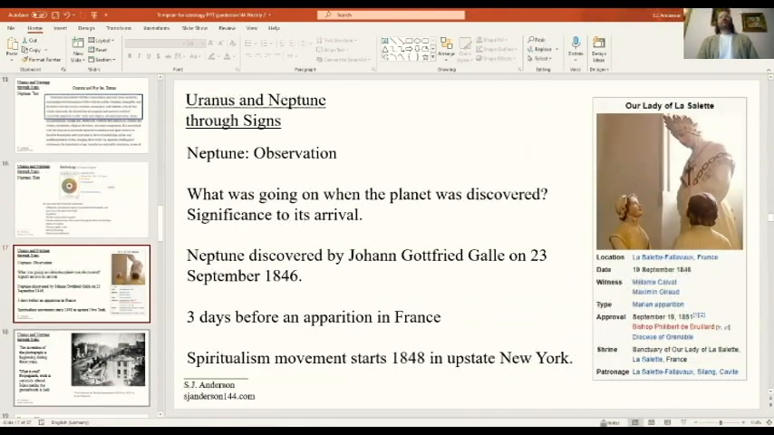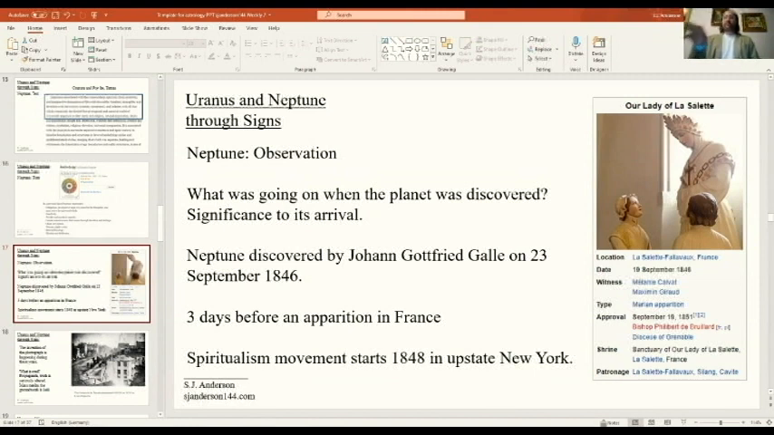All right, so observation, what was going on when the planet was discovered? Discovered by Johann Gottfried Galle, 23 September 1846. So we're, some years later, in the next century after Uranus is discovered. But 3 days before its discovery, I found this very interesting. This apparition appeared in France, Our Lady of La Salette.